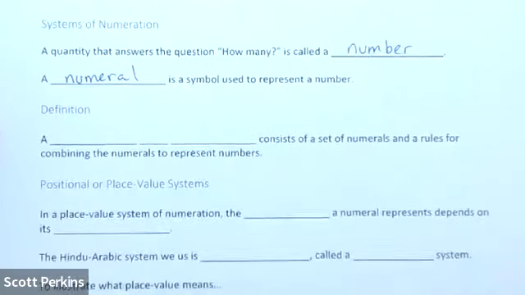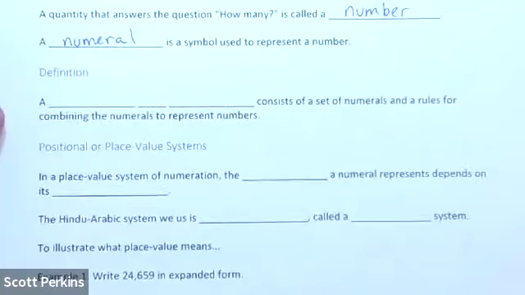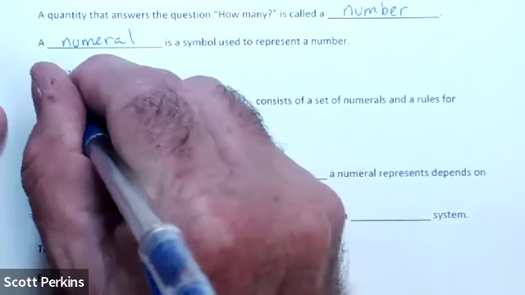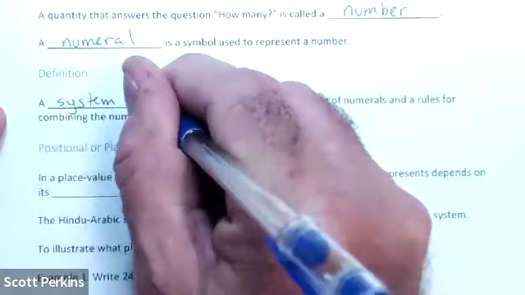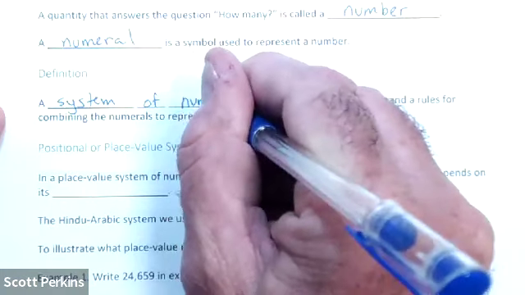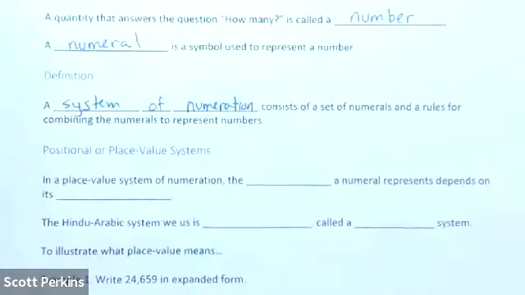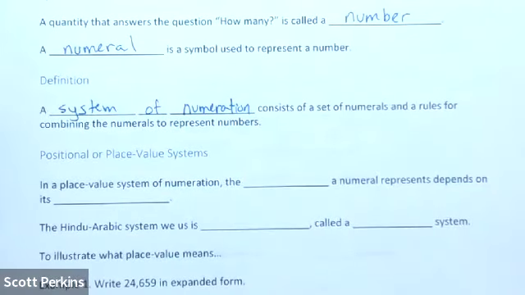And so what we're examining, and what we've already started examining, is what's called a system of numeration. It consists of a set of numerals and the rules for combining the numerals to represent numbers. We've already looked at some of the rules in an additive system. So what are the rules that we are under in our system? That's a really great question.